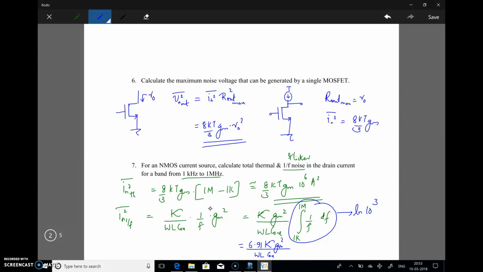Please look at these three questions, question numbers 5, 6 and 7, carefully after watching the lectures on resistor as well as MOSFET noise, and practice them.